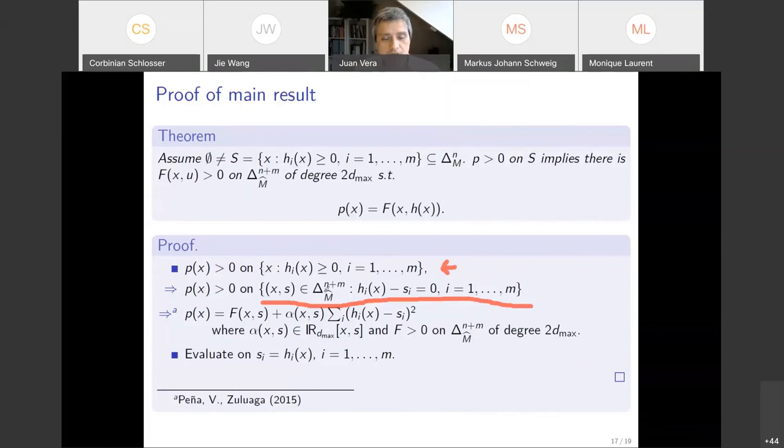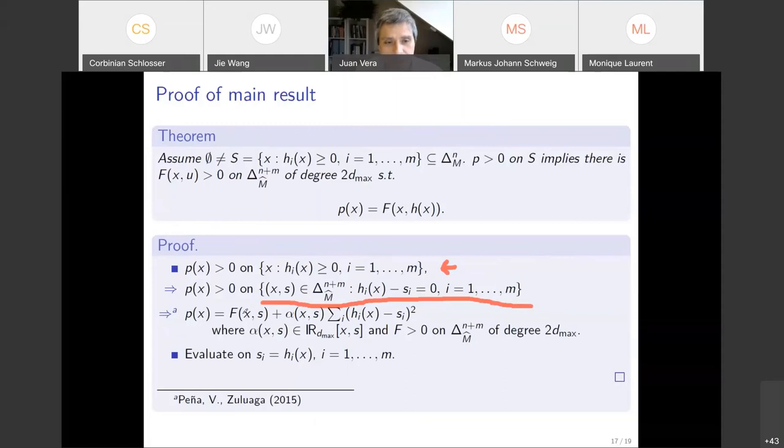And then, what we are doing is a trick that we learned in optimization, that is to add slack variables. They are not negative because they are in the simplex. And then my inequalities got converted into equalities. And if I have only equalities, now I can apply this theorem that I mentioned for equalities. So I will get a polynomial that is non-negative on this simplex. That's my f of x, s.